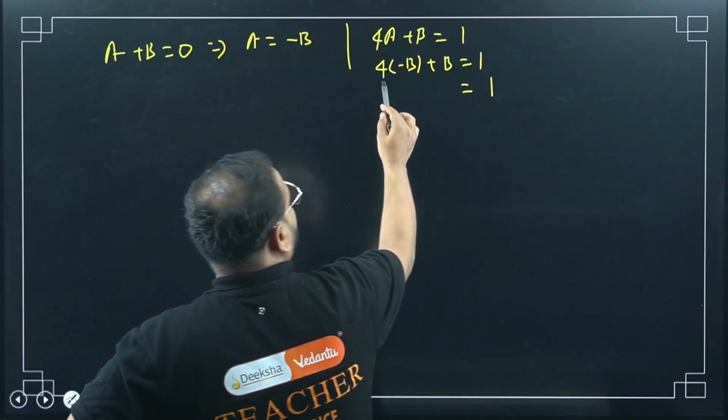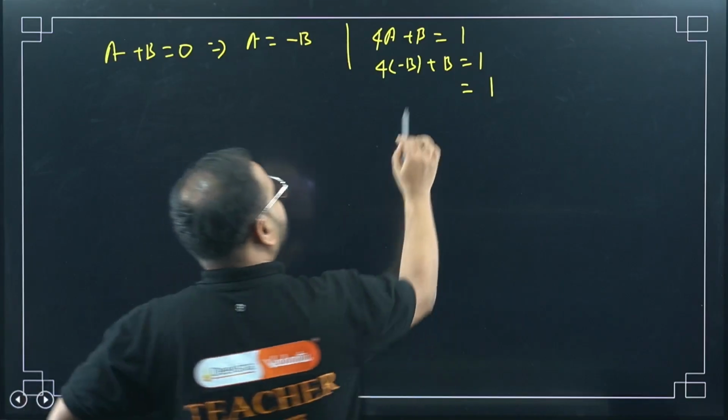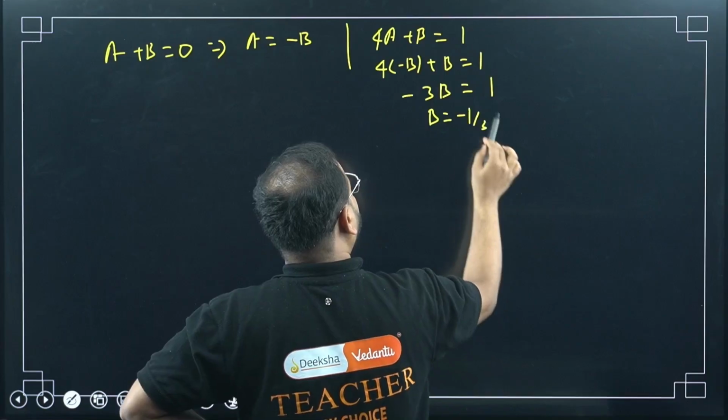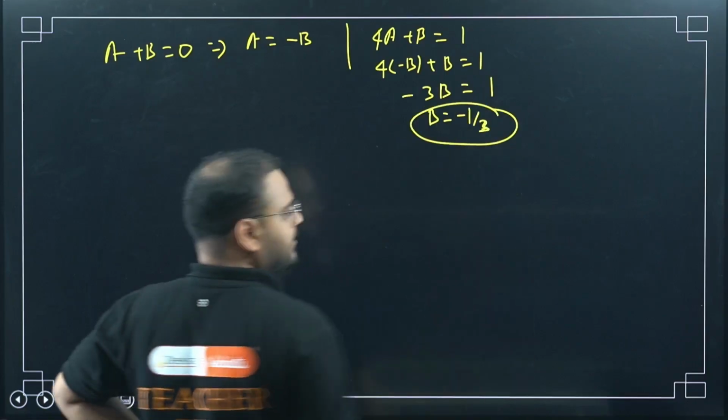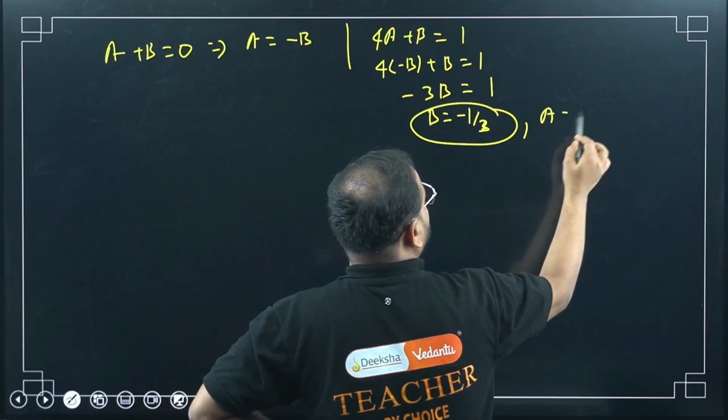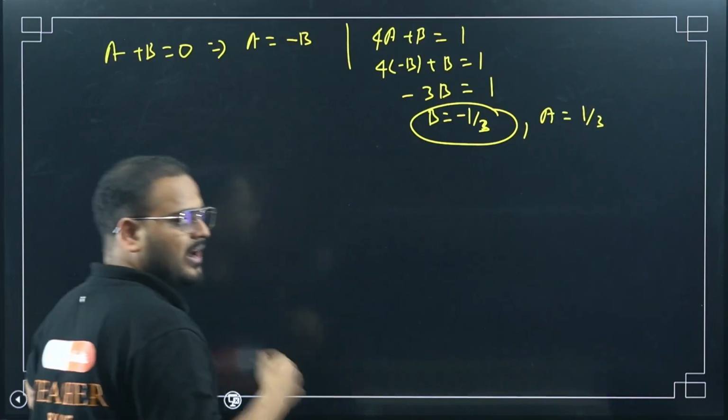Please check. Minus 4b plus b, how much is that? Minus 3b. Okay, so what is my b equal to? Minus 1 by 3. Minus 1 by 3, sir. Yes. What is my a equal to then in that case? From here I can write a equals simply 1 by 3. Okay. Now write the integration.